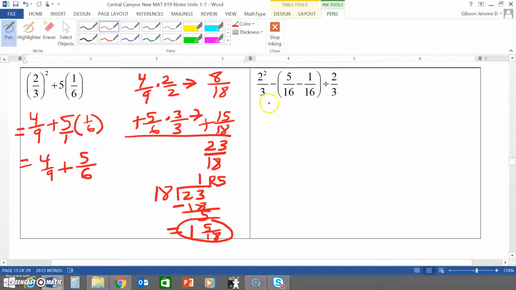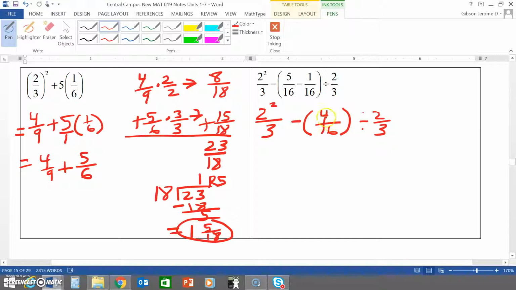Now we come here to this problem. We have 2 squared over 3 minus the parenthesis 5/16 minus 1/16 divided by 2/3. We will do this parenthesis first because this isn't a separator. We actually have to do work here. So we'll bring down a 2 squared over 3 minus, in parentheses, they already had the same denominator. 5 minus 1 is 4 over 16. And that's divided by 2/3.